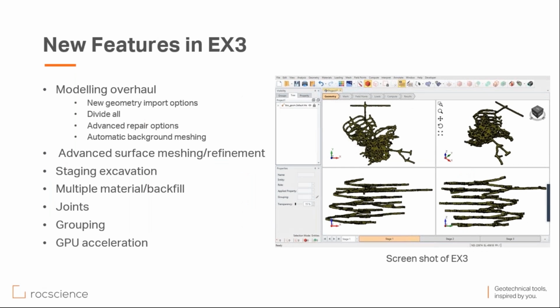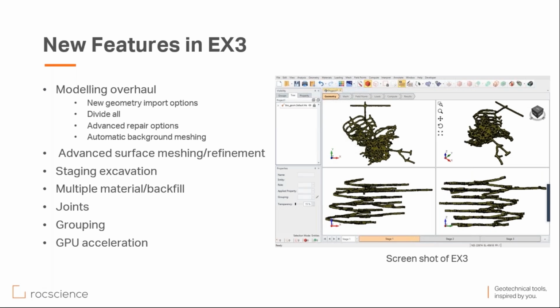About the features of EX3, first of all, you can import a variety of formats, and you can do lots of repairs. For example, if there's a hole or a gap in the model, you can repair it before starting the simulation. We also have advanced surface meshing, so you are able to redefine the mesh on the surface in the area of interest. Staging is another feature we added, so you are able to define multiple materials in different stages. You can do excavation, you can do backfill.